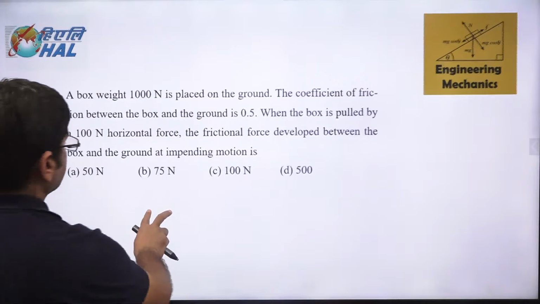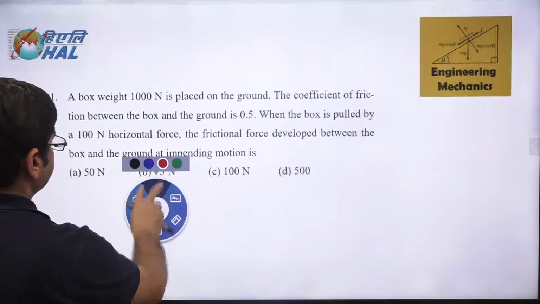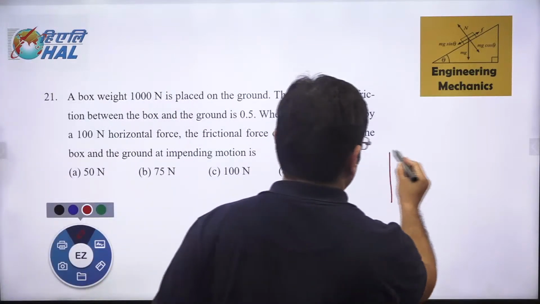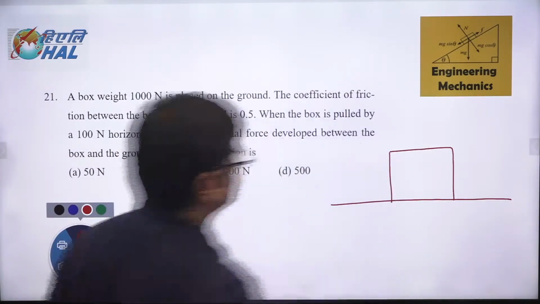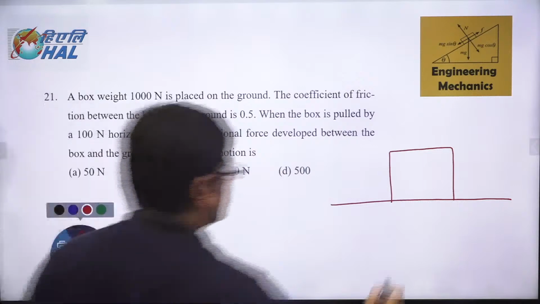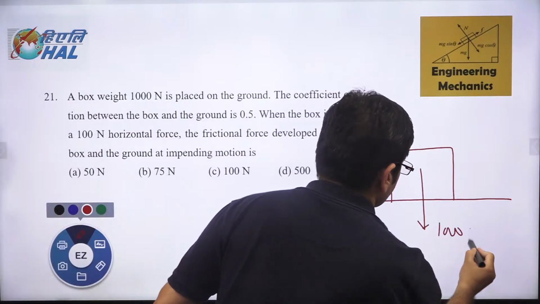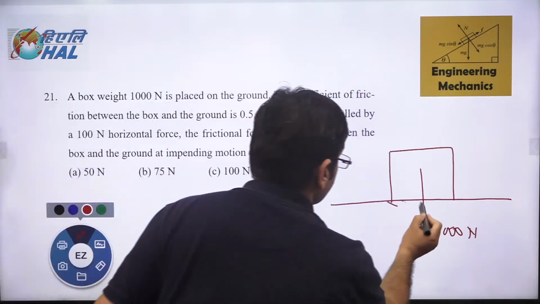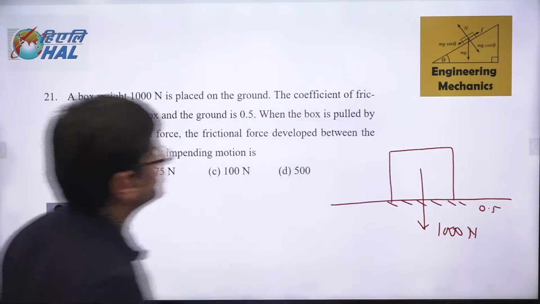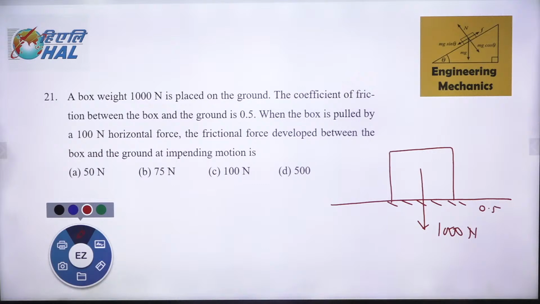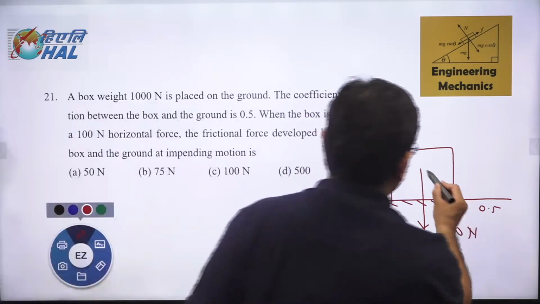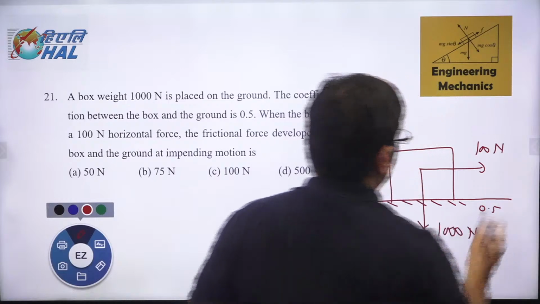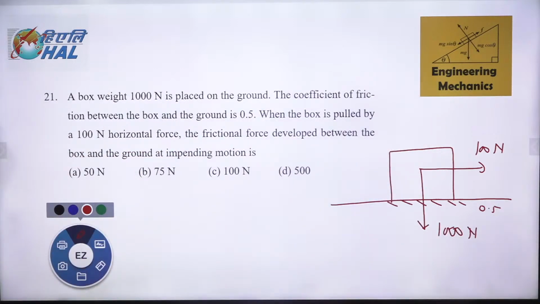Okay, so whenever a question is given to you like this, this is the question which is given to you, and let me explain the concept. This is a box of 1000 Newton. So this is the weight of the box given. Coefficient of friction is given as 0.5. The box is pulled by a 100 Newton horizontal force. There is a 100 Newton horizontal force. Friction force will be what? What is the friction force developed between box and ground?